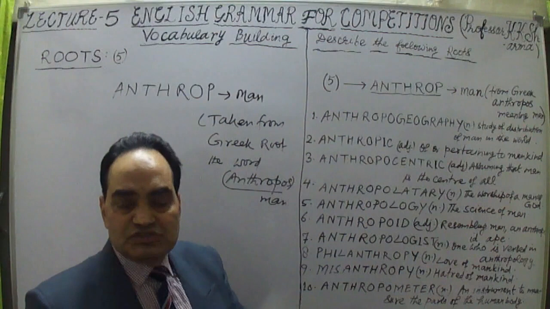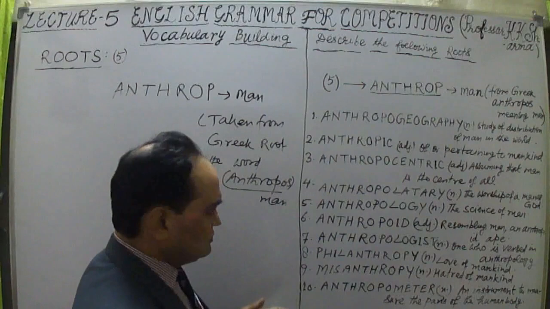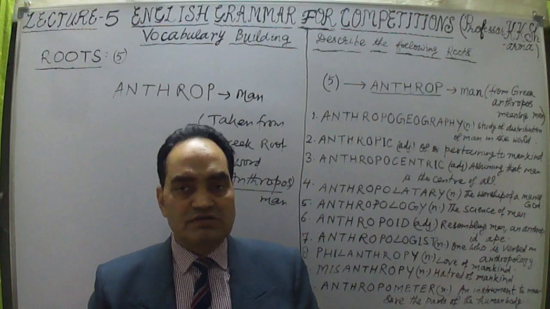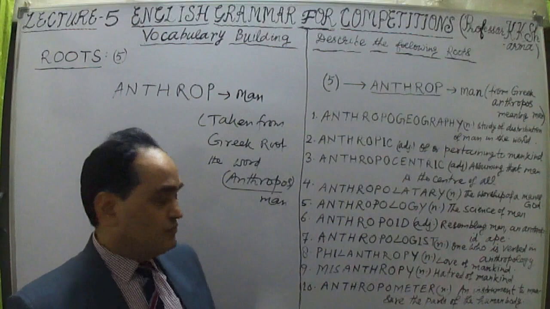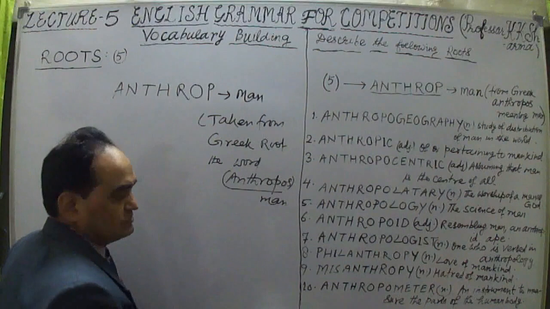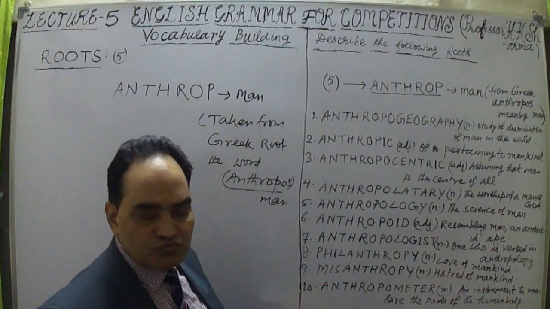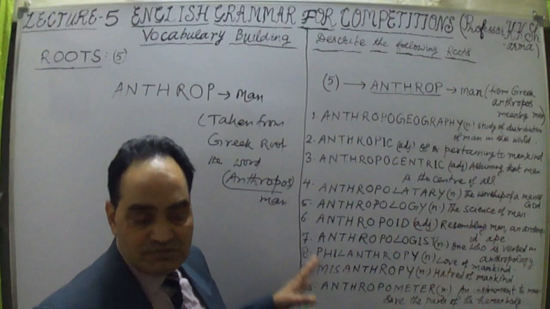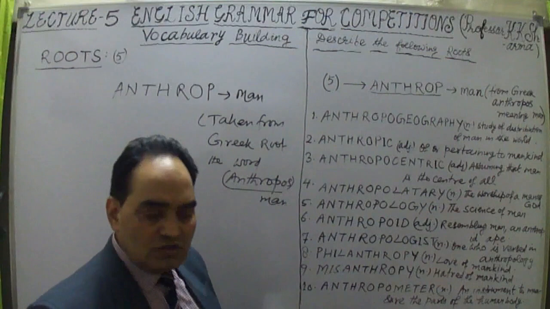To know each and every word of the English dictionary, you have to go through the roots, prefixes and suffixes. This is a very valuable thing I'm giving to you. Now, based upon anthropos, let me take these words one by one. A number of other words can be found. I'm giving you here 10 or 12 words, and I'll take two more also. But these 10 or 12 words are not sufficient. Please go through research on this topic and go through the dictionary, and the dictionary will give you a number of other words.